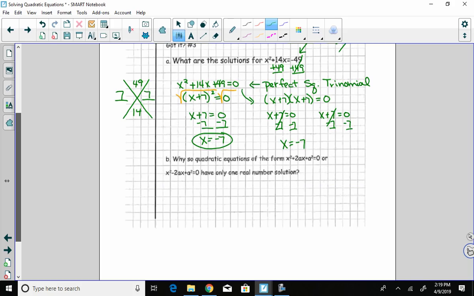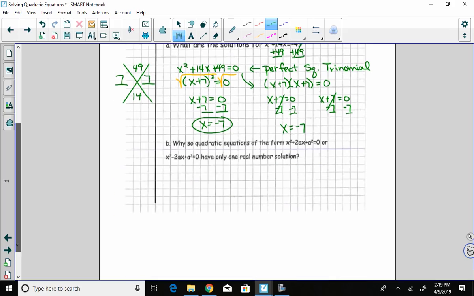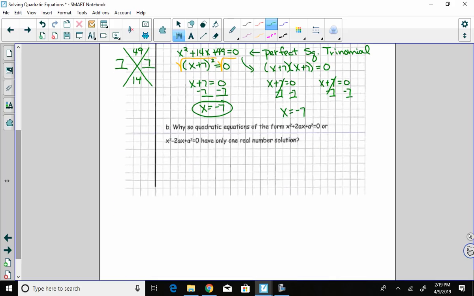So if I give you x squared plus 2ax plus a squared equals 0, or x squared minus 2ax plus a squared equals 0, why did I only have one solution? It's a perfect square trinomial. So it only has one factor.